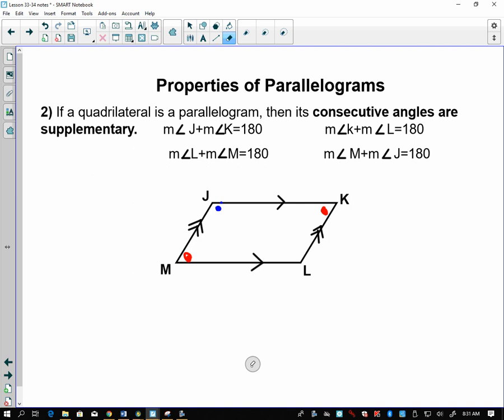Just as some practice here then, what angles are consecutive to angle K? J and L are consecutive. So L plus K is 180. But so K plus J is 180. Because J and L are equal to each other, it doesn't matter. Okay, you follow me yet?